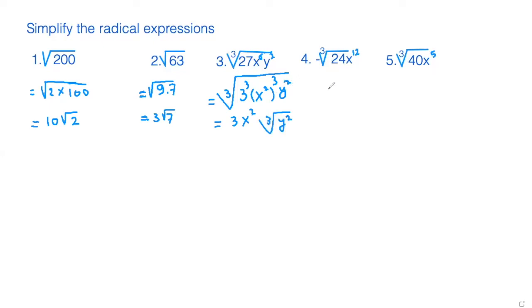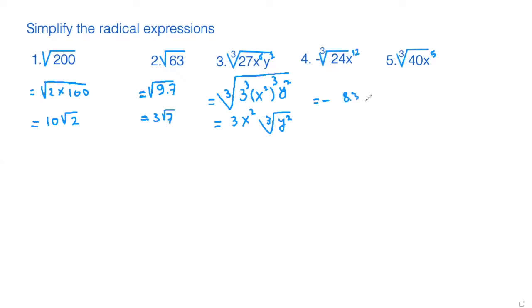Number 4, we have a negative sign outside the radical sign. So that negative sign will stay as negative. We don't have to do anything about it. So this 24, we have to factor in such a way that we get a perfect cube. In this case, it is 8. 8 times 3 is 24.